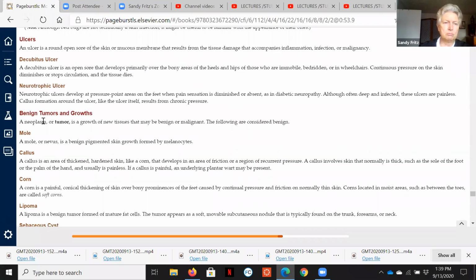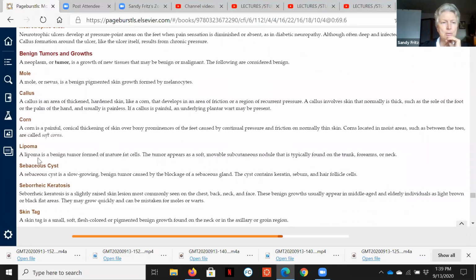Then we have various growths. We tend to, the older we get, the more of these kind of growths we have. These are benign. You do have to watch a mole, nevus, because it can have a tendency to move from benign to malignant. So you want to make sure that there's no change in the size or shape, or that it changes color, or is bleeding. You know, those would be all indications for referral.